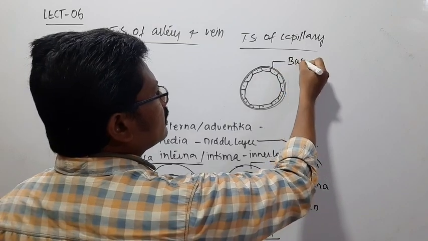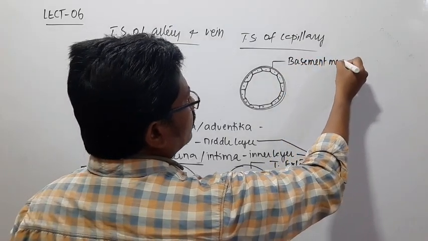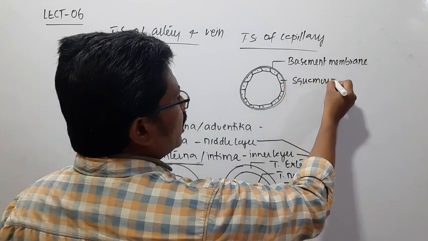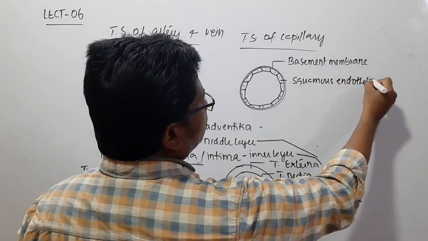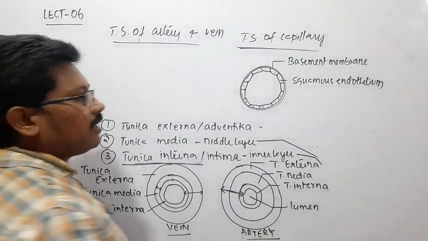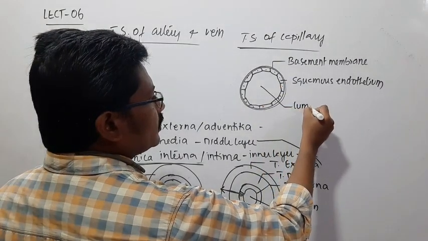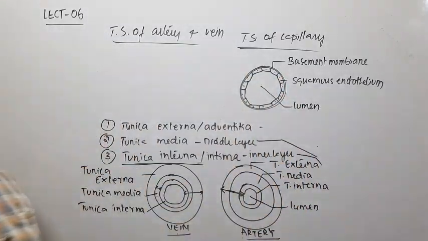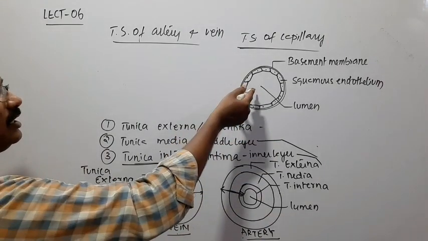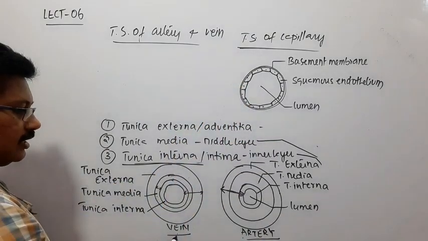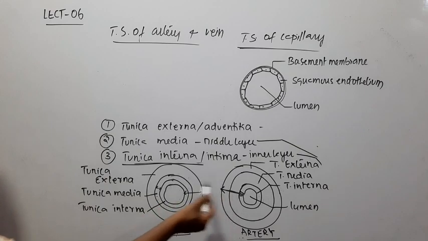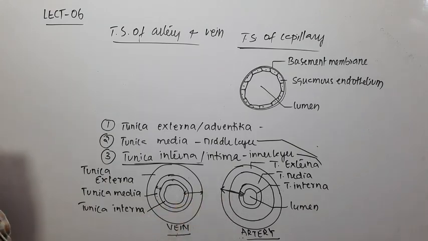So this is the basement membrane, and this is the squamous endothelium layer that is seen in the transverse section of the capillary wall. And this is the lumen where the blood flow is seen. Right, so here you can see very clearly the differences between the capillary, the vein and the artery that we need to know. So in what regard these all differ from one another.